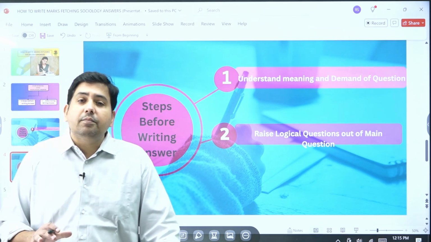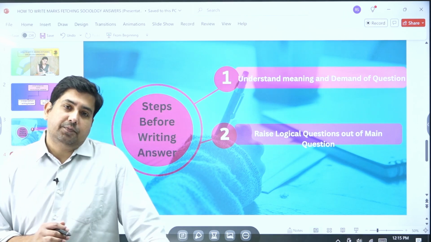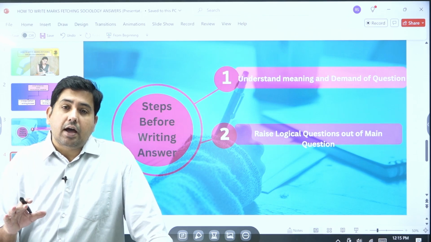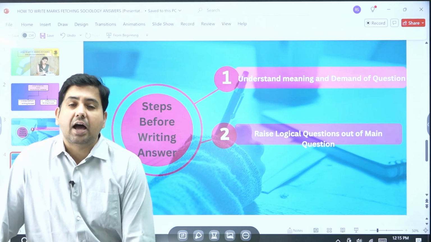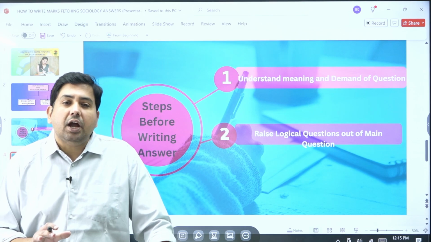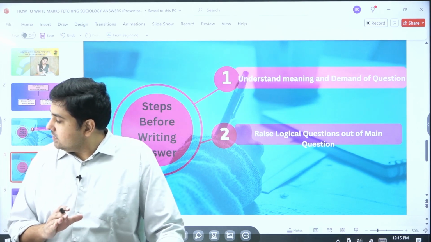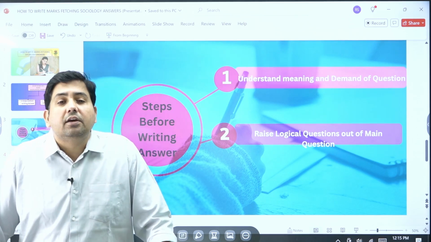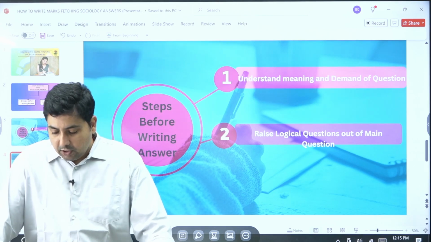So what I am doing right now, I am not thinking of content, what is to be written. I am not thinking about that. I have understood the question. I was trying to understand the question. So once we have understood the question, then I am going to raise various logical questions. So what would be the logical questions here?